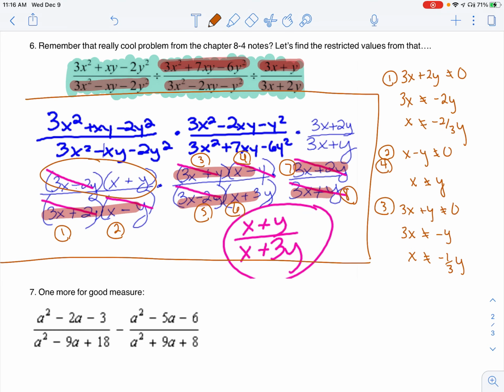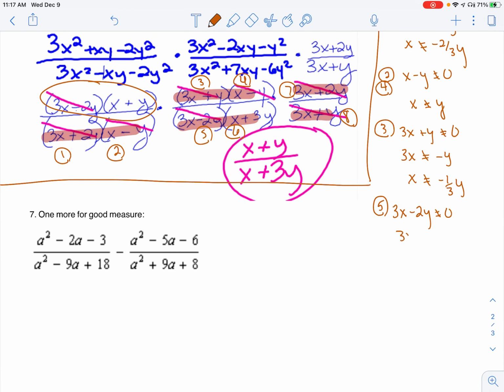The fifth one is 3x minus 2y, and it's not allowed to equal 0. Let's go ahead and solve for x. So that's 3x is not allowed to equal 2y. Let's divide by 3. X is not allowed to equal 2/3 of y. So that's the fifth one.